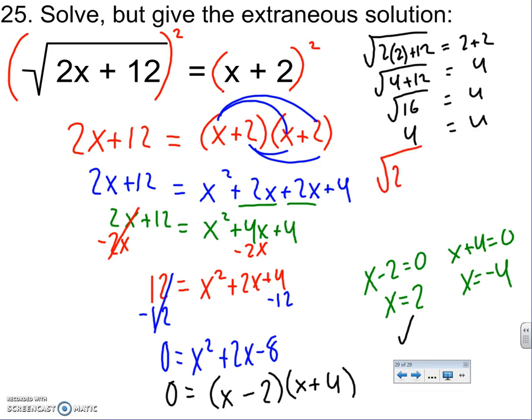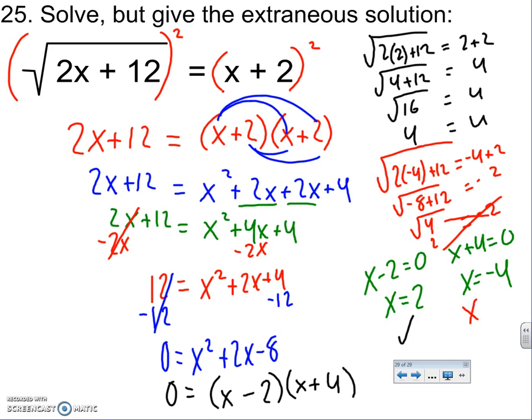If I plug in 2 times negative 4 plus 12, that's going to be negative 8 plus 12. That's going to be square root of 4, which is 2. On the other side, it'll be negative 4 plus 2. That's negative 2. 2 equals negative 2. That's false. Since it's false, we don't use this. We cross it out. But the weird question says, what's the extraneous solution? So extraneous is negative 4. That's the answer they want.